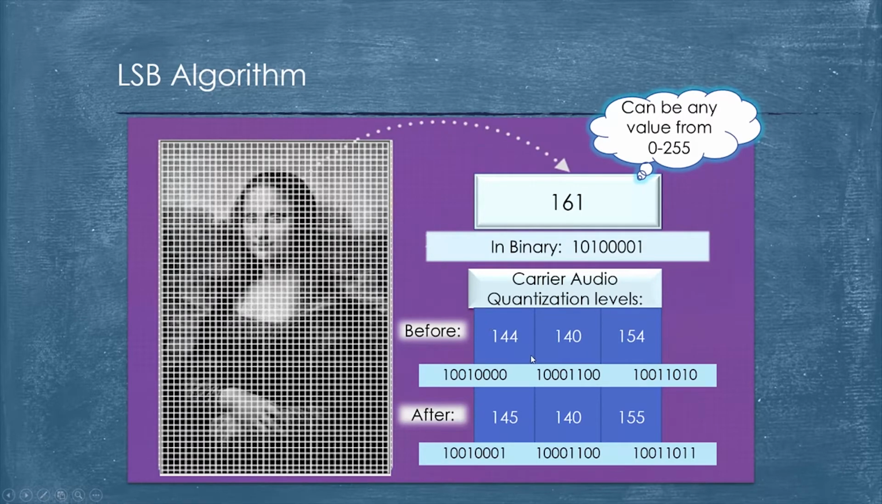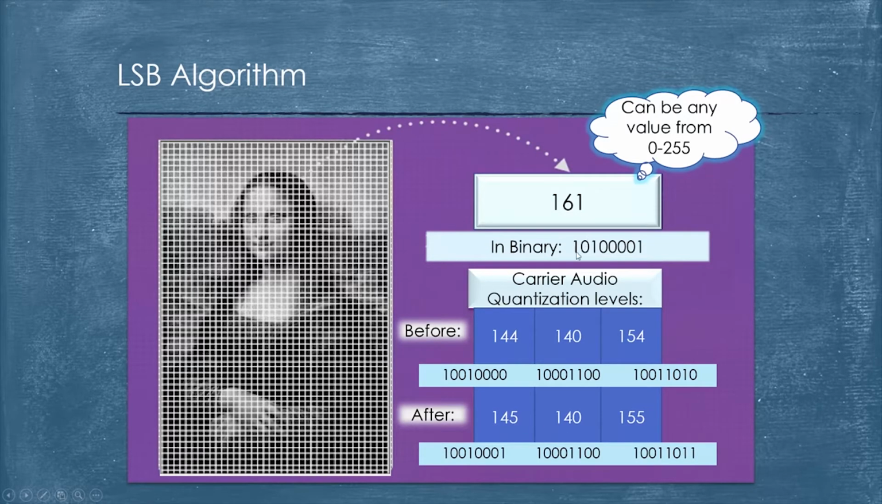The first value is 144, which in binary is this. So the last bit is 0. The bit 1 will go into this last bit, so this has to be replaced with a 1, and this becomes 145 as a result. So the level has increased by 1. This means the amplitude has increased by a level of 1.